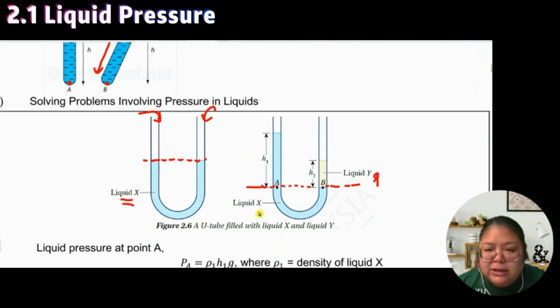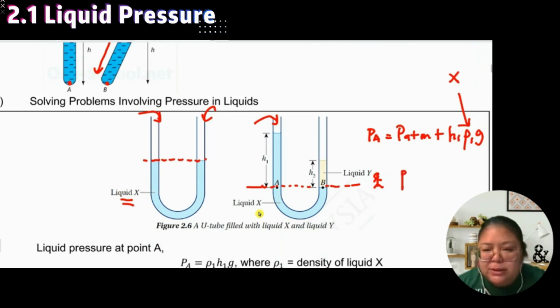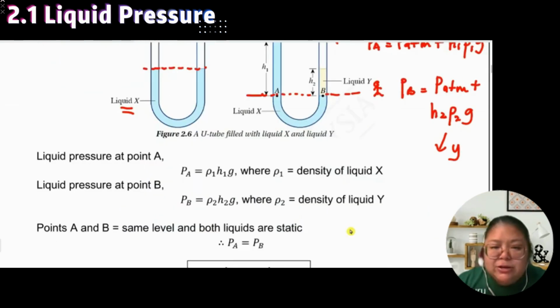So you stand here, you look above. Above is what? So A, that means pressure A is what? Pressure is atmospheric plus liquid H1 rho 1 G. Okay. This one is liquid X. Okay, how about the pressure B? Pressure B also is atmospheric plus H2 rho 2 G. Okay, this one stands for liquid Y. Okay, so this one is what we can understand when we separate the line. Remember, don't separate the line, it is different. Draw here. I mentioned already, same level, same pressure. So I can say pressure A equals pressure B.